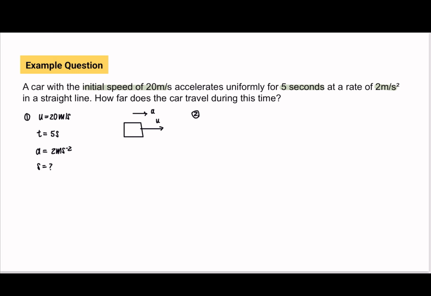As we need to find the displacement during this time period, we can use S equals ut plus half at squared to find the displacement. Calculation is easy. We can do it by simply substituting the values into the equation.